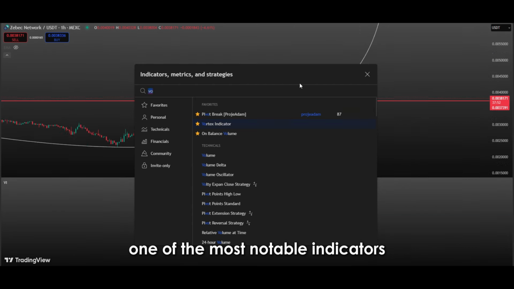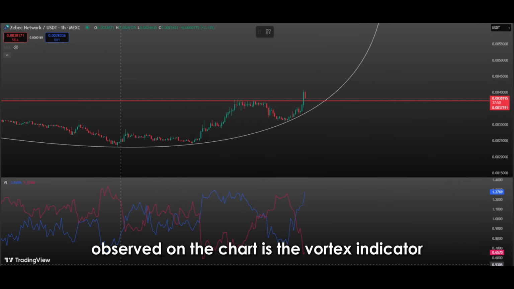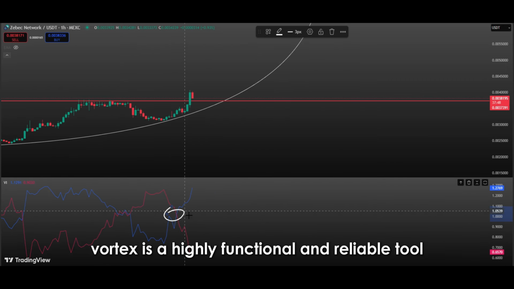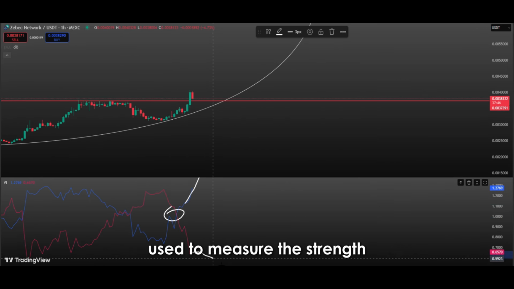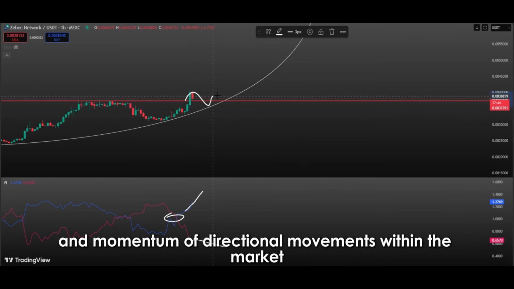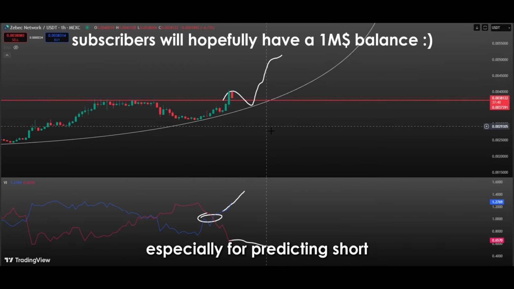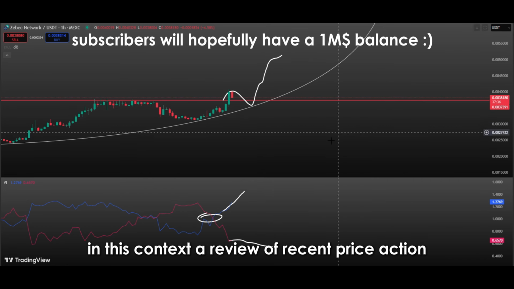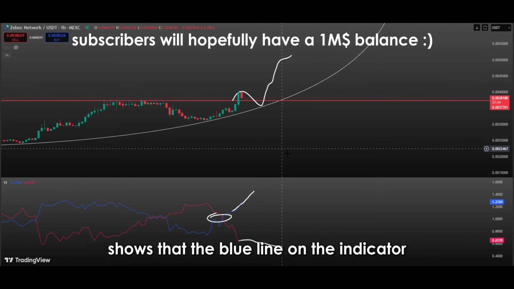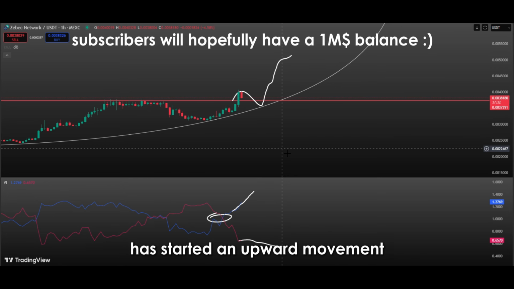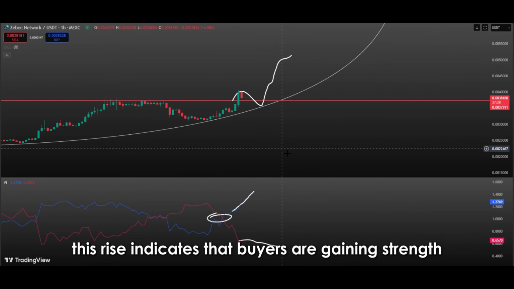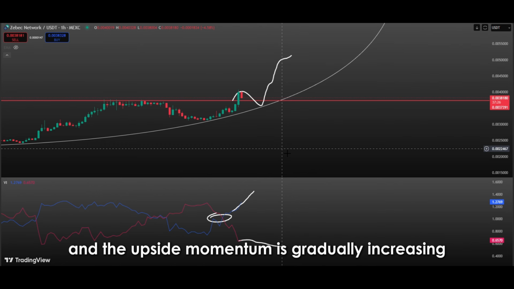One of the most notable indicators observed on the chart is the Vortex indicator. Vortex is a highly functional and reliable tool used to measure the strength and momentum of directional movements within the market. It provides critical information, especially for predicting short and medium-term trend changes. In this context, a review of recent price action shows that the blue line on the indicator has started an upward movement and has risen significantly. This rise indicates that buyers are gaining strength and the upside momentum is gradually increasing.